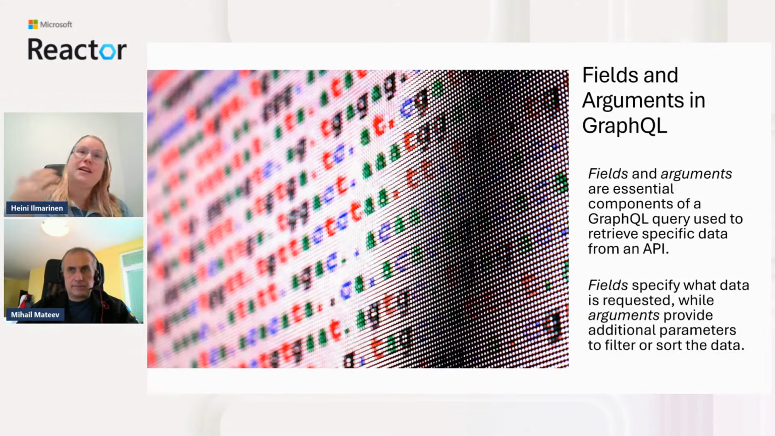So the fields and arguments are very essential components for a GraphQL query, because then we are able to specify even more clearly what data we need. The fields specify what data is requested, so that is the list of fields that we had in the query. And then arguments give additional parameters to filter or enable us to sort the data. So those are two different concepts that we have for GraphQL queries.